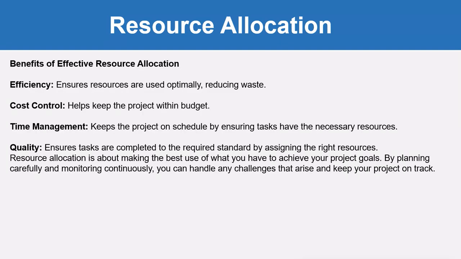Now friend, we have lots of benefits of effective resource allocation. First one is it ensures resources are used optimally, reducing the waste. Then it helps keep the project within budget, so you can control the cost as well. It keeps the project on schedule by ensuring tasks have the necessary resources. It ensures tasks are completed to the required standard by assigning the right resources. Resource allocation is about making the best use of what you have to achieve your project goals. By planning carefully and monitoring continuously, you can handle any challenges that arise and keep your project on track.